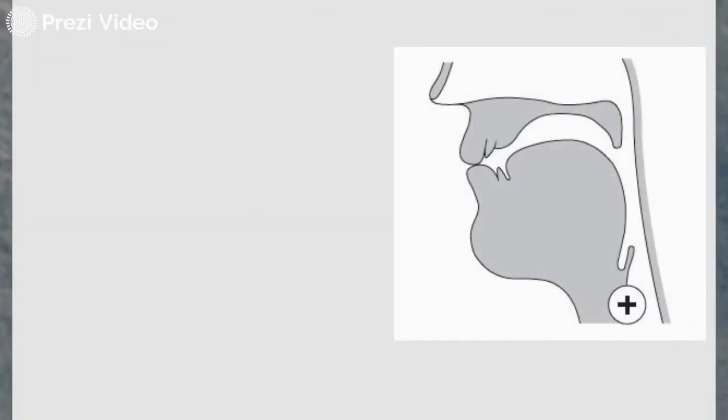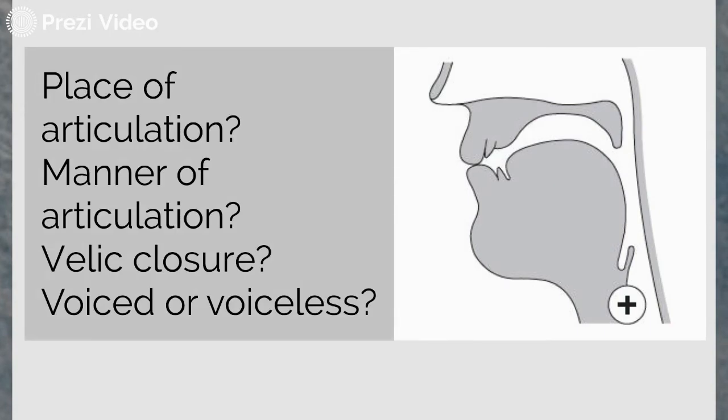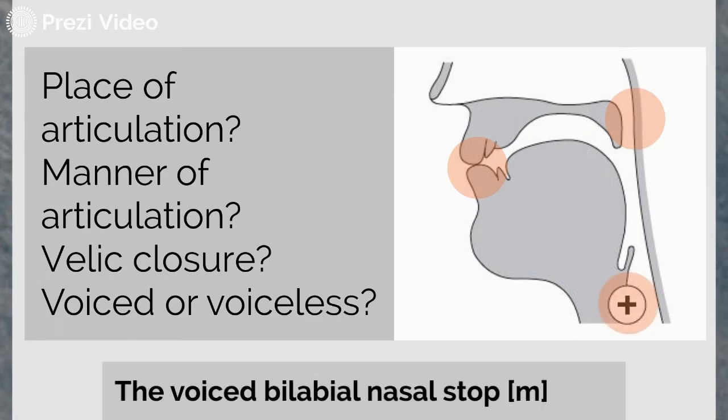In this picture, you can see the articulatory setting of a consonant, which I'd like you to identify. You have to think of the place of articulation, so where in the vocal tract the stricture takes place. Manner of articulation, so the type of stricture, whether it's complete closure, close approximation, or open approximation. Whether there is any velic closure, and whether the sound is voiced or voiceless. And the picture shows the voiced bilabial nasal stop m.